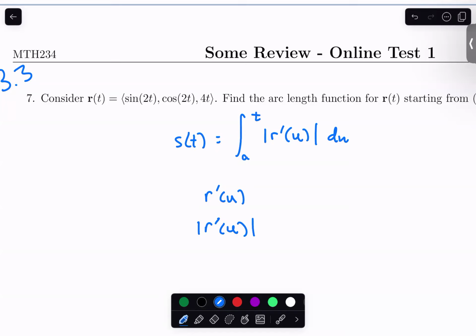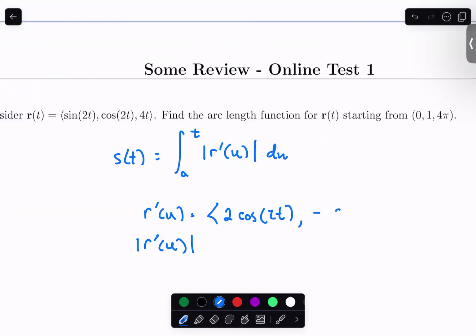So r prime of u. I'm going to take my derivative here. The derivative of sine is going to be cosine. Leave the inside alone, then multiply by the derivative of the inside. So a small chain rule here. When I take the derivative of my second component, which was a cosine, I'm going to have a negative sine. Leave the inside alone, then multiply by the derivative of the inside. The derivative of 2t is 2.